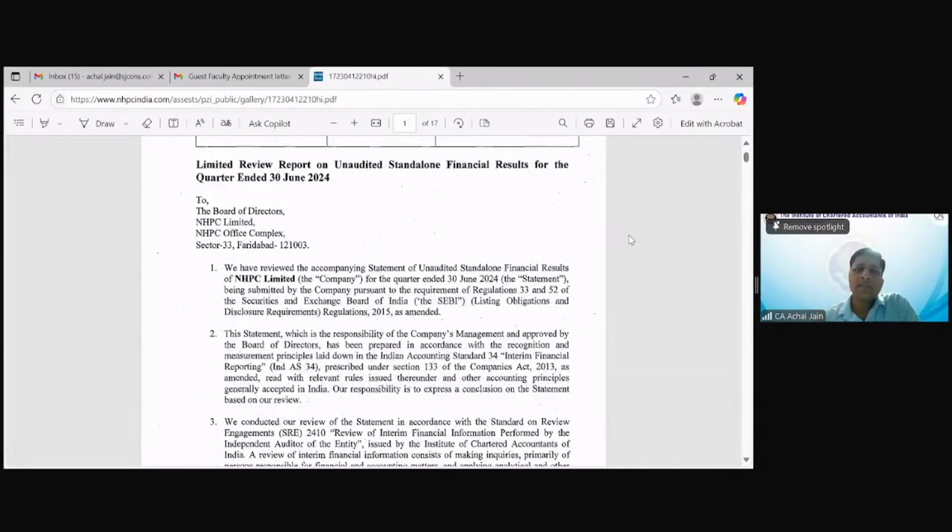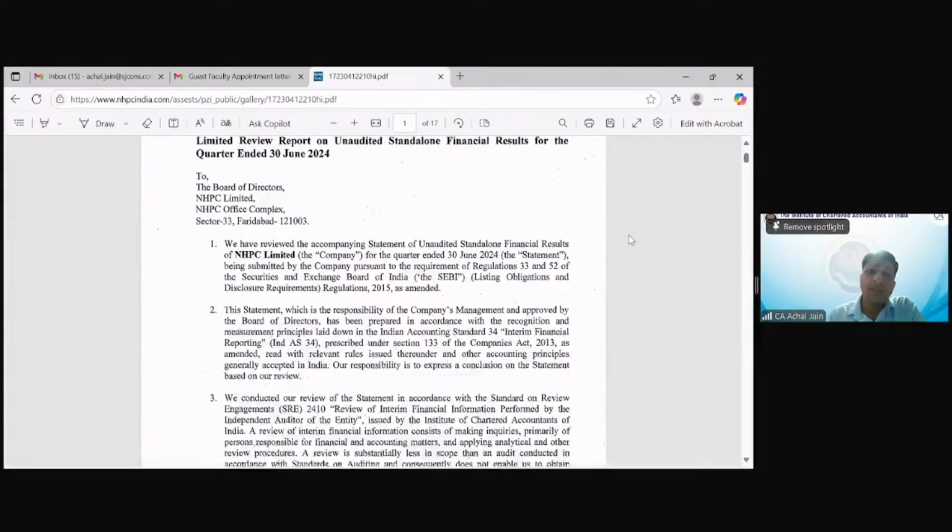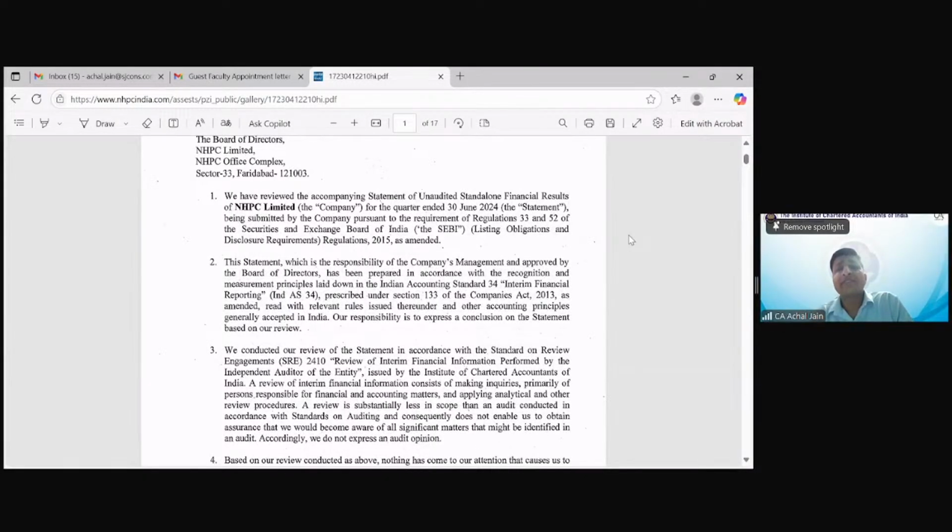So in this case, there is a limited review report on unaudited standalone financial results for the quarter ended 30th June 2024. Fine. So it's addressed to the board of directors of the company. Okay. Then you have this sort of explanation as to what is it that the auditor has done, right? Wherein he will include everything as around what the auditor or maybe the practitioner has done.